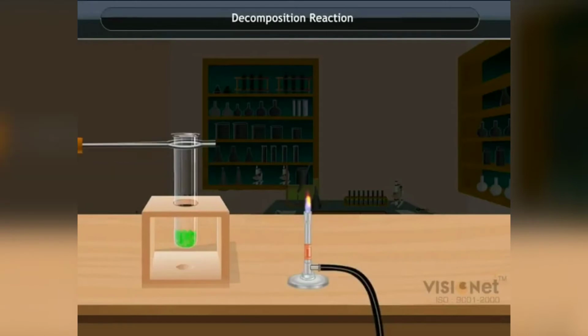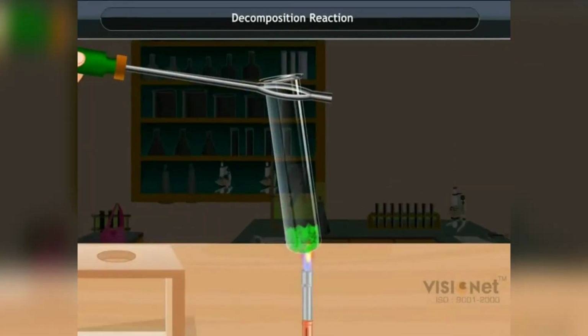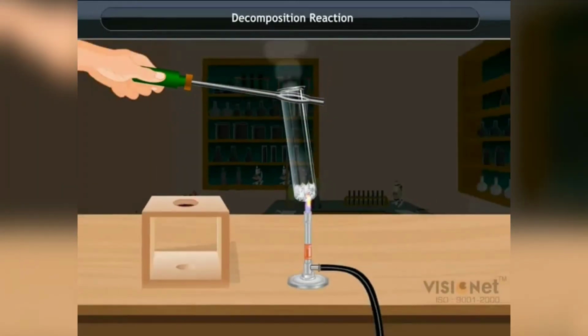Heat the boiling tube over the flame of a burner. Observe the change in color of the crystal on heating. It will be observed that the color of the crystals undergoes a change. Also, the characteristic smell of burning sulfur is observed. Do you know why this happened?